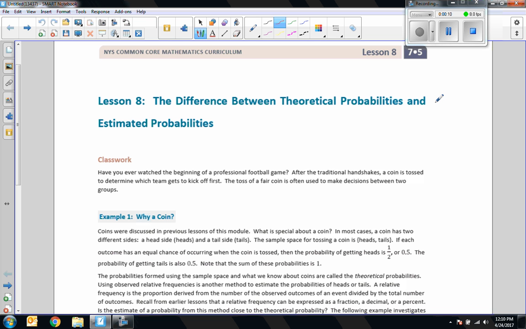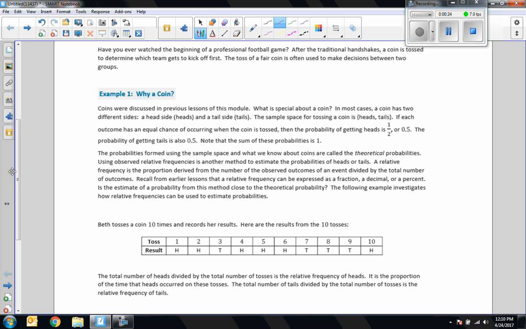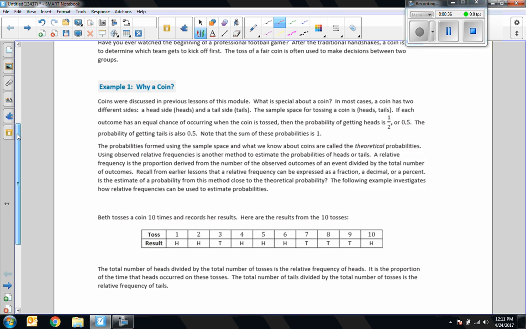This is Lesson 8, the difference between theoretical probabilities and estimated probabilities. So we're going to compare theory with estimations. The classwork says, have you ever watched the beginning of a professional football game? After the traditional handshakes, a coin is tossed to determine which team gets to kick off first. The toss of a fair coin is often used to make decisions between two groups.